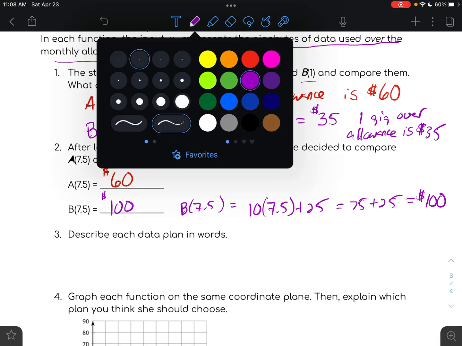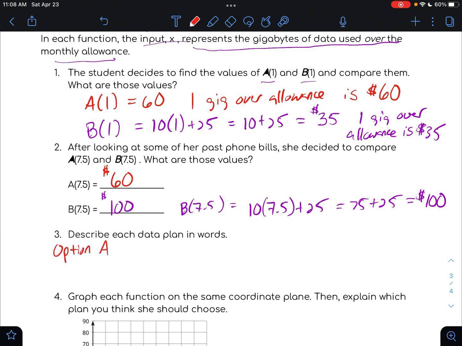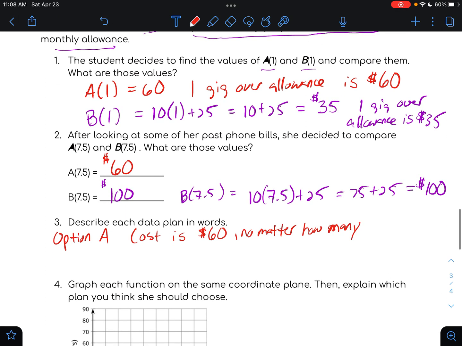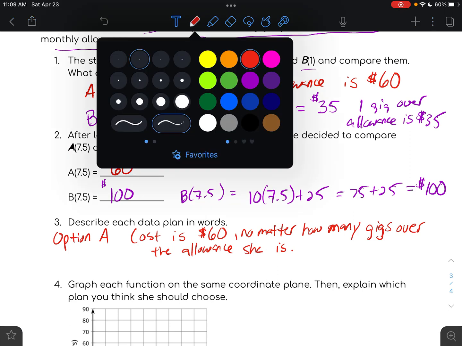All right, so let's think about what each one of these plans really means. The option A plan, where we have A of x equals 60, we know that the cost is going to be $60 no matter how many gigabytes over the allowance she is. You can interpret this a couple different ways, but it seems to me that this is really an unlimited data plan. $60 for unlimited data. You get 2, but you really get more than 2, because no matter how many gigs over you go, it's still just $60.